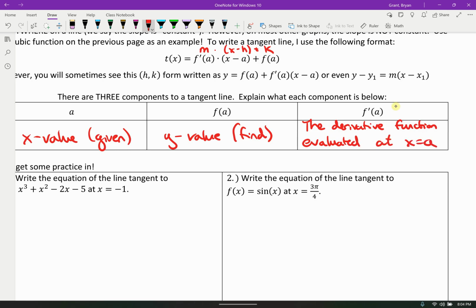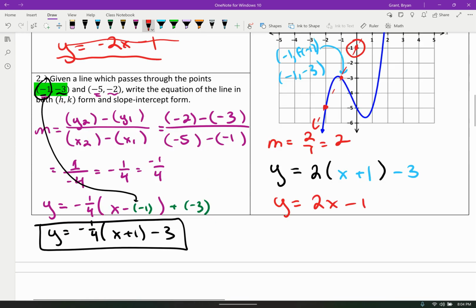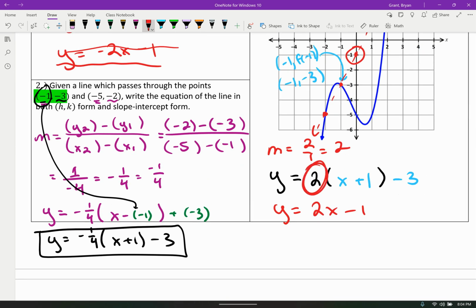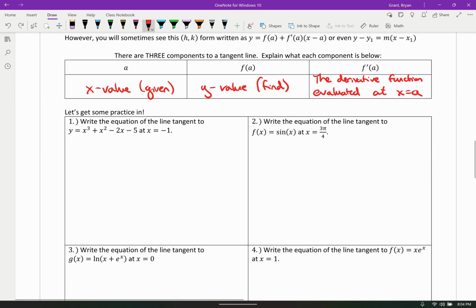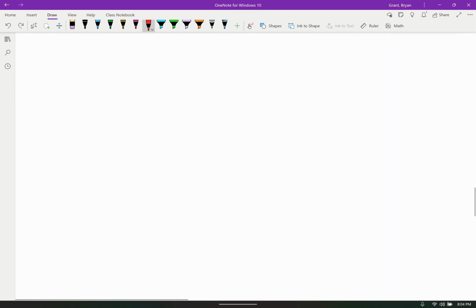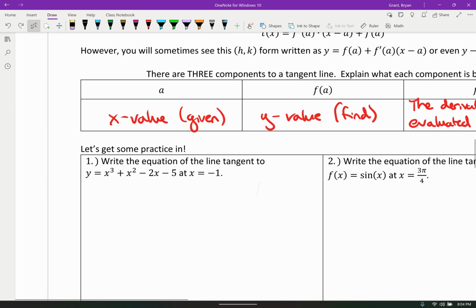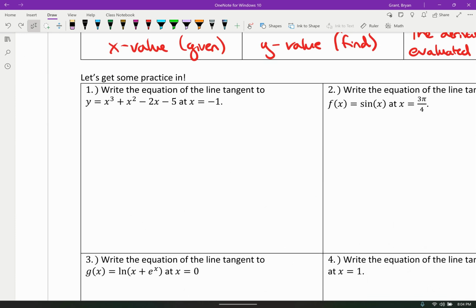So there's 2 steps to find this. The first step is find the derivative function, and then the second step is substitute in x equals a to find a value for the slope. Right, on the previous pages we had numbers for this slope, and it's not going to change when we do tangent lines. So let's go ahead and try a few. Write the equation of the tangent line to y equals that at x equals negative 1.